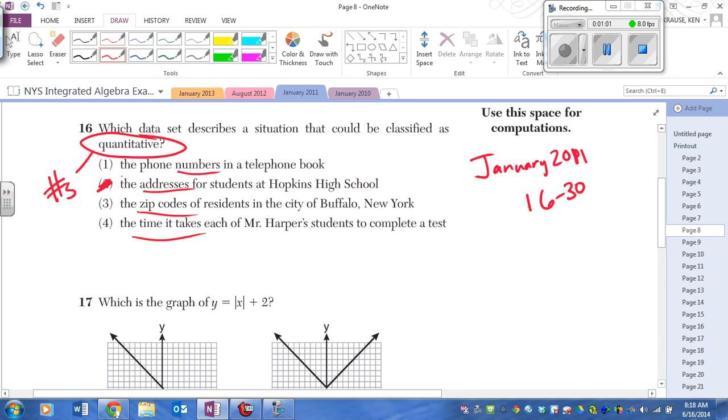Quantitative things are things that you really want to take the average of, or mode, median, things that describe something that's going on. Phone number is just a description, kind of like your house color is pink. Your phone number is this. Your zip code is this. So these three don't make any sense at all. So the answer is, it would be a time, because I can take the average number of minutes it takes the kid to finish a test, so on and so forth.